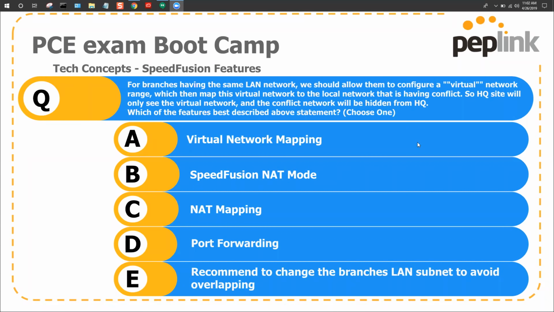Let's get into this last group of questions. All right, for branches having the same LAN network, we should allow them to configure a virtual network range, which can be assigned to the local network that has the conflict. An HQ site will only see the virtual network, and the conflict network is hidden from the HQ. What's the name? Virtual network mapping, SpeedFusion NAT mode, NAT mapping, port forwarding, or recommend changing a branch's LAN subnet to avoid the overlap. I'll give you a couple of moments.